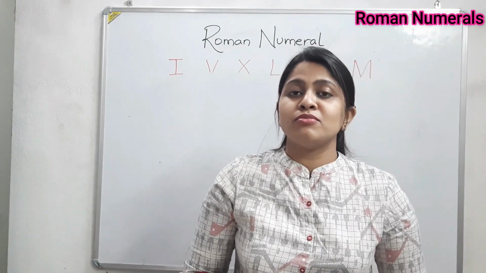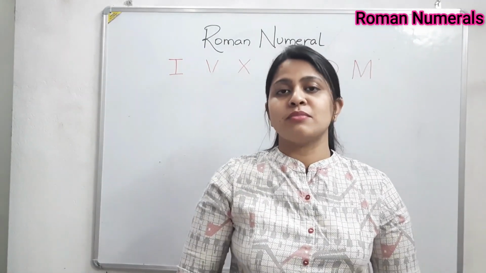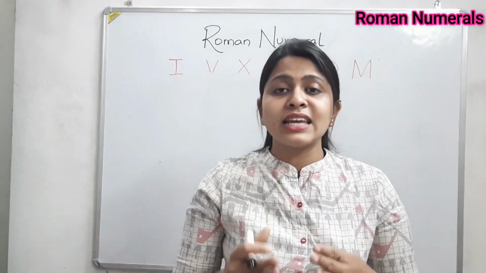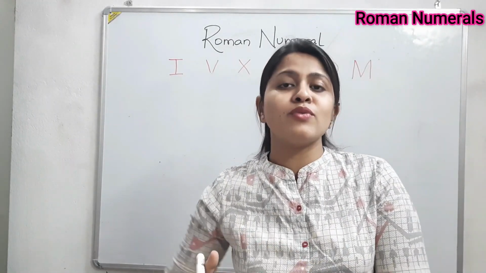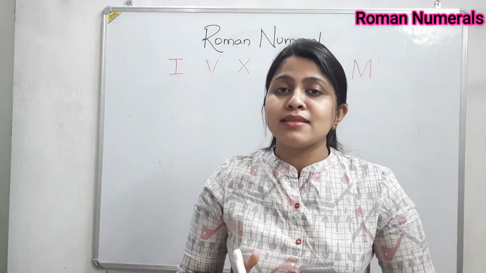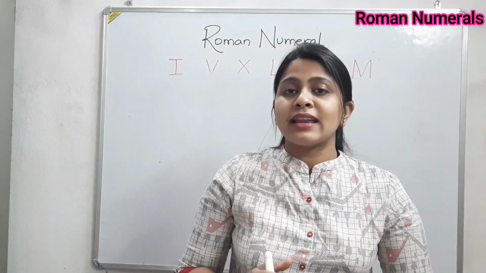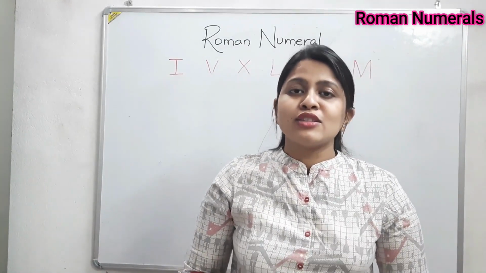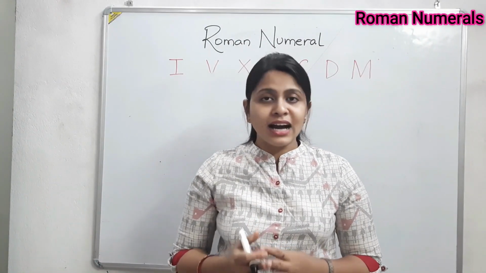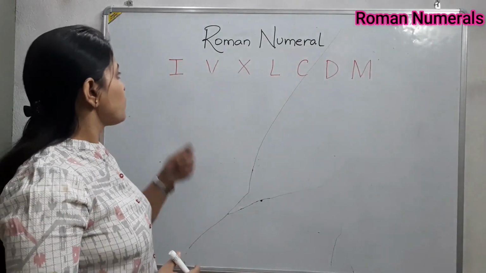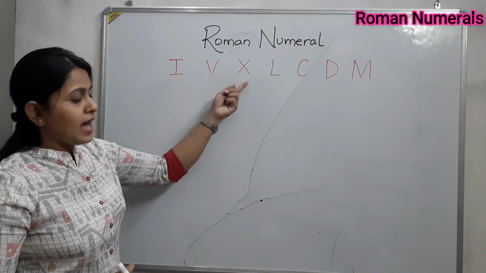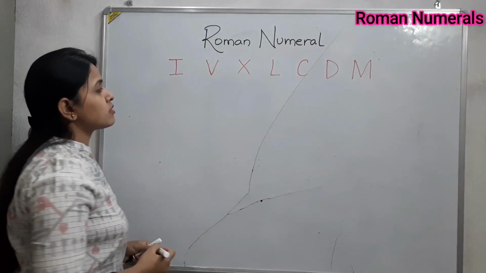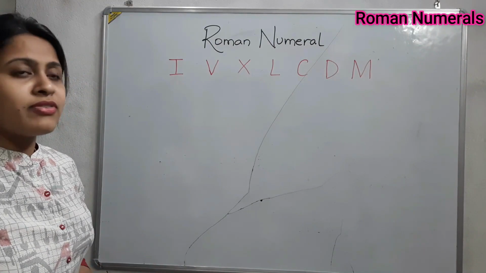In this number system, there is a very special feature. What is that speciality? It contains only 7 alphabets, and those 7 alphabets can help you write any of the mathematical numbers. So let's see what are those magical alphabets. The alphabets are I, V, X, L, C, D and M. So these are the 7 alphabets.